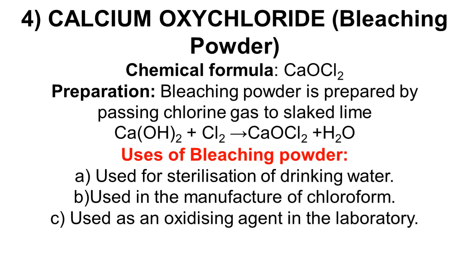So we know that this bleaching powder is used for the sterilization of the drinking water, that is used in the purification of water. It is used in the manufacture of chloroform. It is also used as an oxidizing agent in the laboratory.